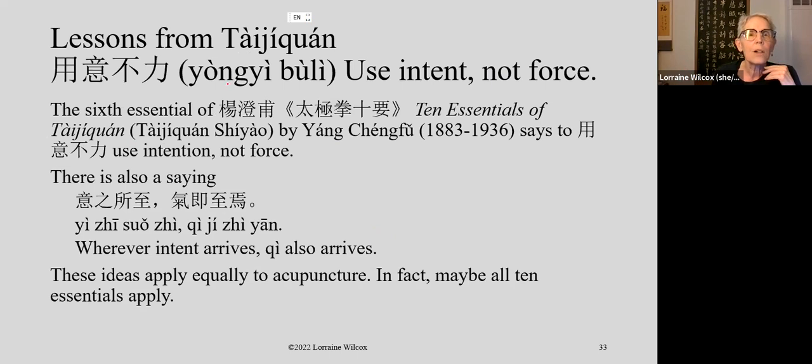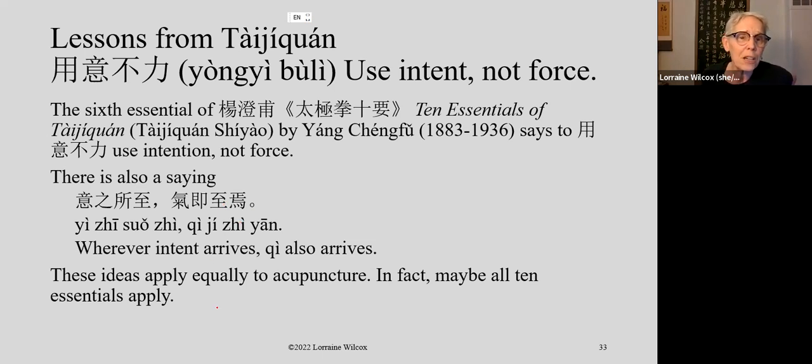And in Tai Chi Chuan, I'm not a Tai Chi practitioner, but this apparently is a pretty famous book that's been translated into English. And he has 10 essentials of Tai Chi Chuan. And the 6th one says, use intent, not force. That's pretty famous. I've heard that from martial arts people. Use intent, not force. So when you're inserting the needle, if there's resistance, you're not forcing it in. You use your intent, not force. So I think there's a difference, not strength, not power.